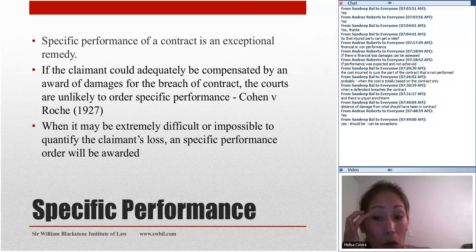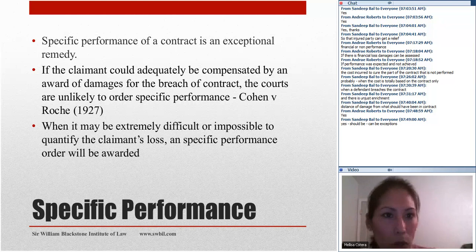So in each case, the court will have to see if the defendant is able or not to pay an award of damages. If he or she is not able, then an order for a specific performance may be made. On the other hand, there are some factors that prevent an order for a specific performance. So there are some restrictions that apply.